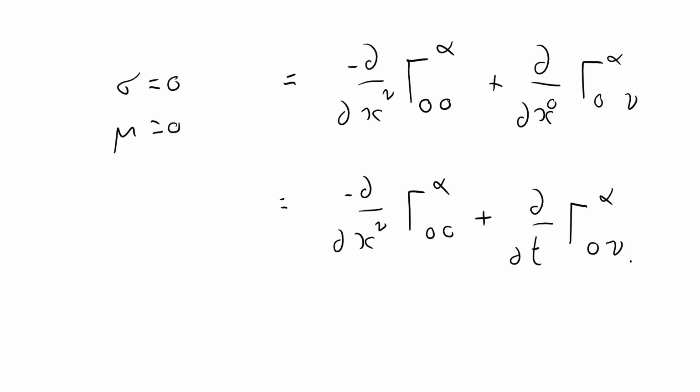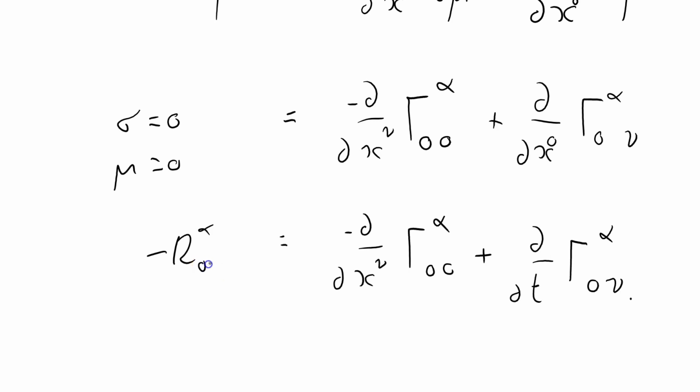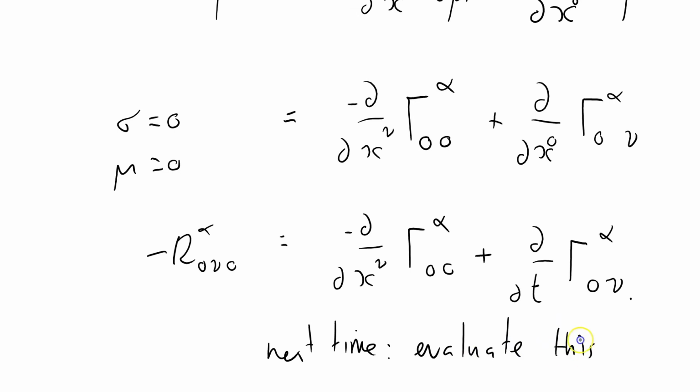Whew. Right, and what I'm going to do, I won't do it in this screencast because it's already gone too long, minus R^α_0ν0 equals this. I'm going to evaluate that for the linearized case for the gravitational field equations in our particular gauge that we've been working on for a few screencasts now. So I'm going to evaluate this next time. It's a bit of a pain, but we can do it. Okay, stop.